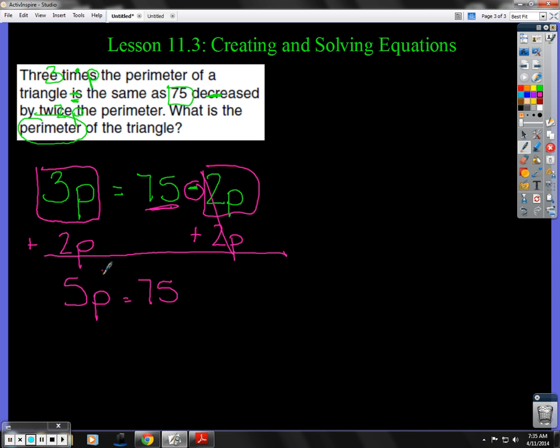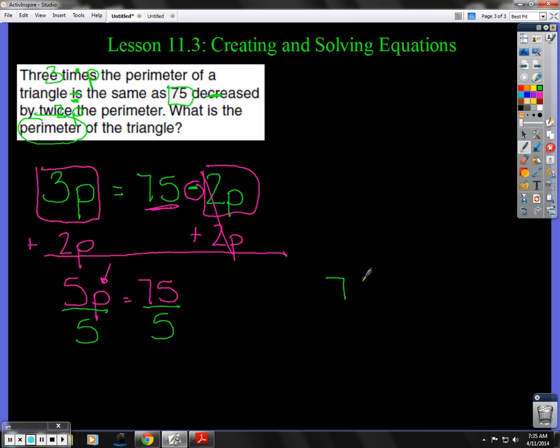Now I need to evaluate for 1P in order to find out the perimeter of this triangle. Another thing about this is when I am dividing, I already know that there will be no decimal. It'll terminate right after the ones place because 5 is a factor of 75. 75 is a multiple of 5. That means it's going to go in evenly.